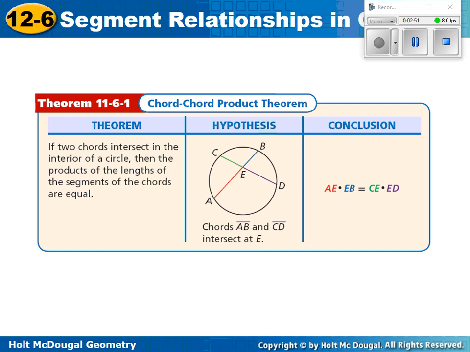So you're looking at one chord and its 2 parts, and then the other chord and its 2 parts. If they intersect inside the circle, it's just part times part of one chord equals part times part of the other chord. Questions on that first theorem? Okay, and we'll work problems in a minute.